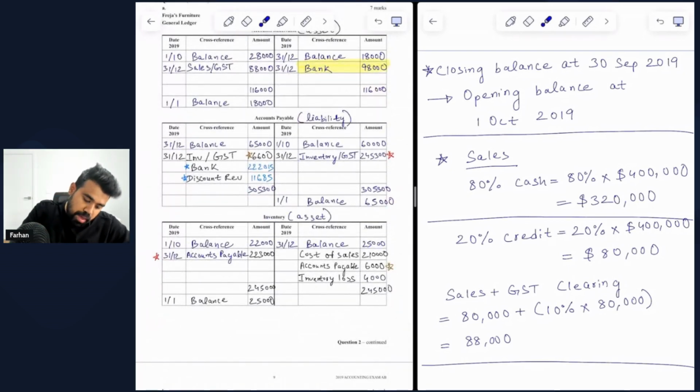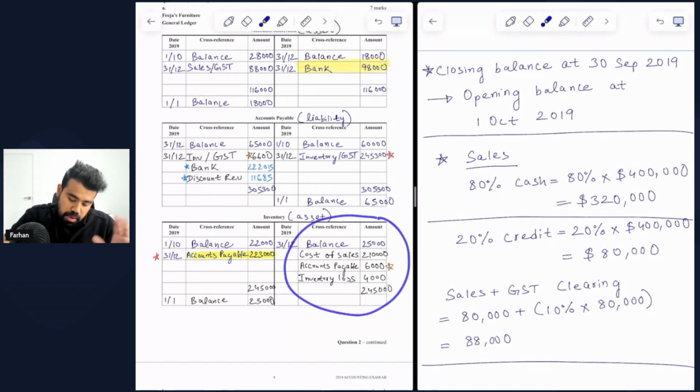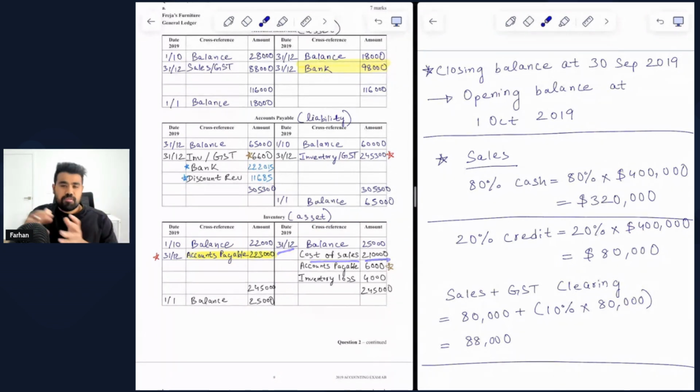Now, this amount that you see here is the one that we had to derive ourselves. So I'm going to highlight this in yellow, and we're going to come back to this eventually. Now, you can see that on the credit side of the inventory ledger account, for the period ending 31st of December 2019, I've included cost of goods sold of $210,000. So why is cost of goods sold going on the credit side?